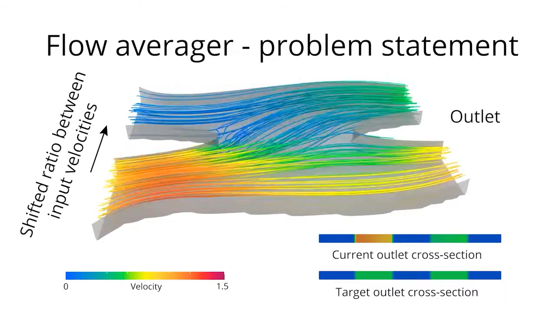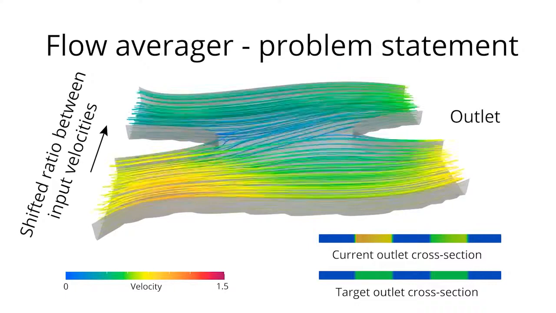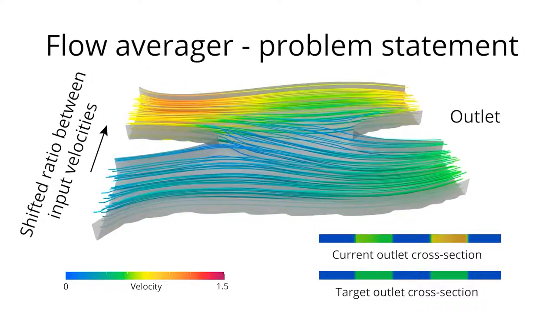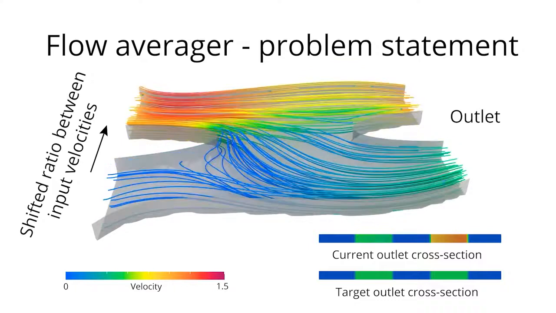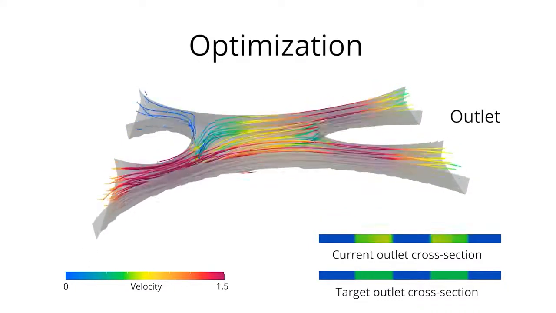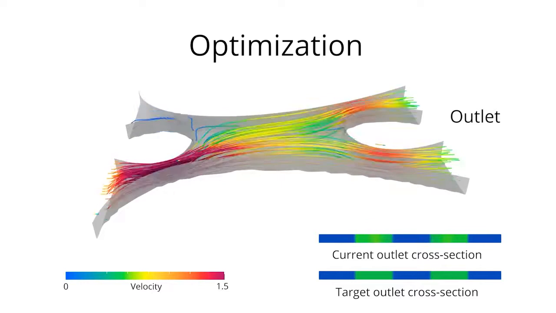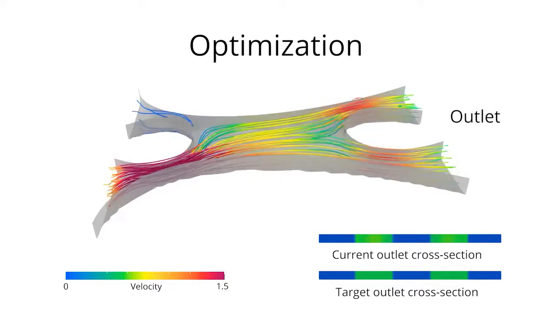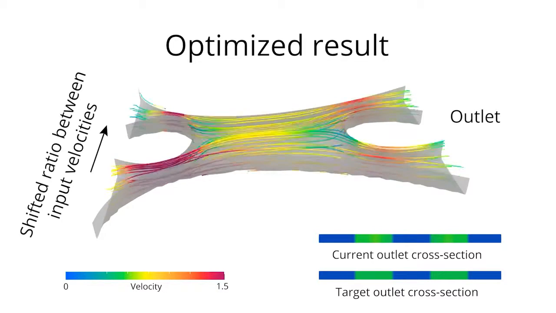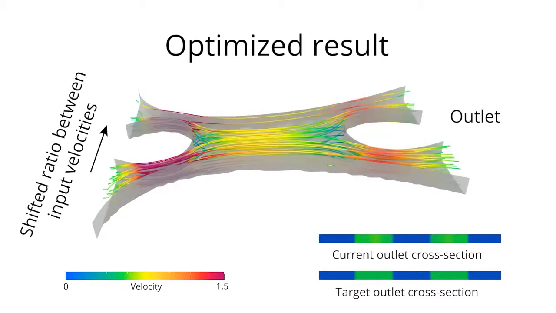In this flow averager device, the total velocity from the inlets on the left must be averaged to create two channels of equal flow velocity on the outlets on the right. Our algorithm is able to optimize the boundary to find a device that averages the flows. Here, we show that the optimized design works over a wide range of sample inlet velocities.